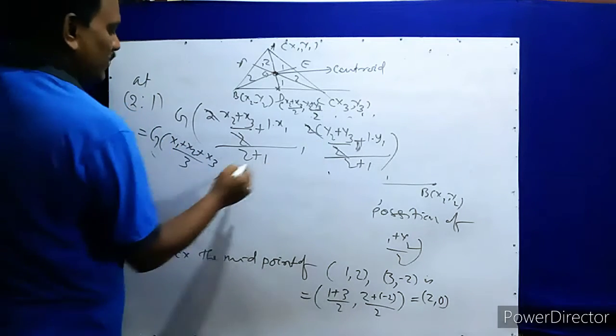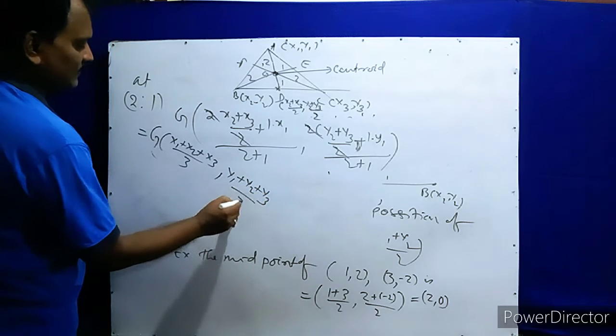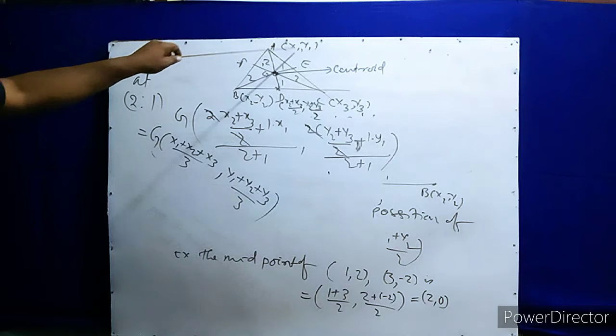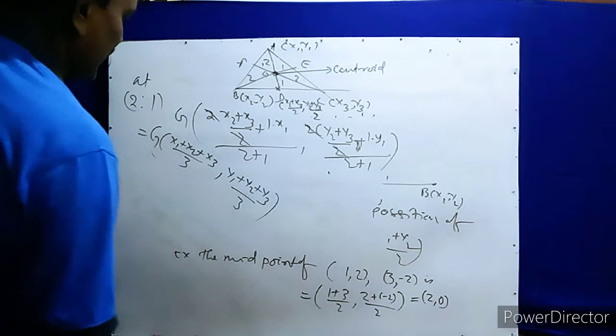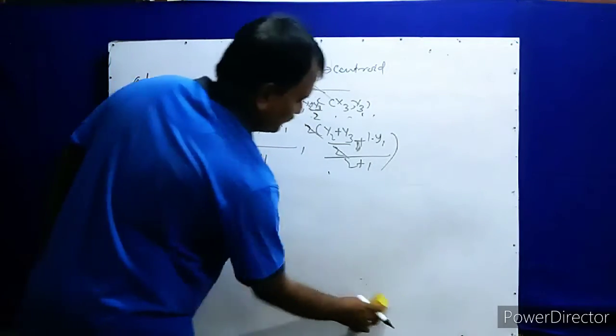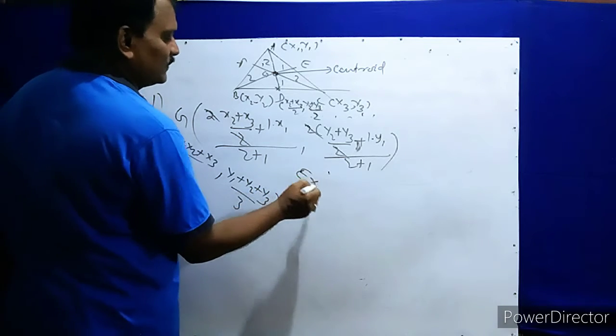And the y value we will get as y1 plus y2 plus y3 by 3. So for finding the centroid, you apply this formula. Here 3 points are given, this point and this point, these points are given. Then you apply this formula for finding the centroid. So look at one example I will tell you.